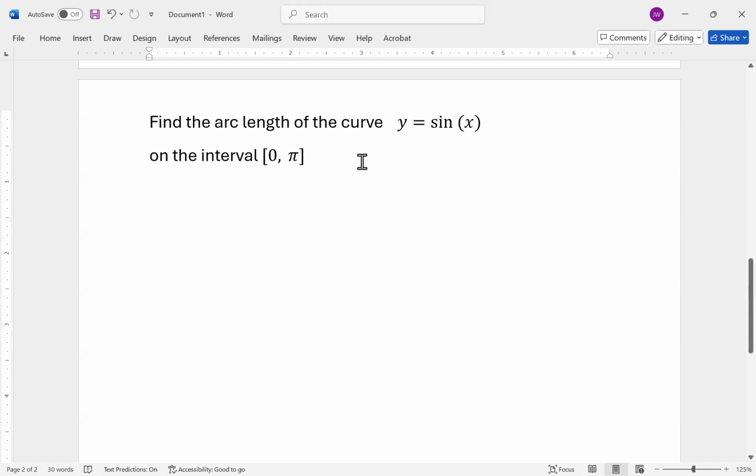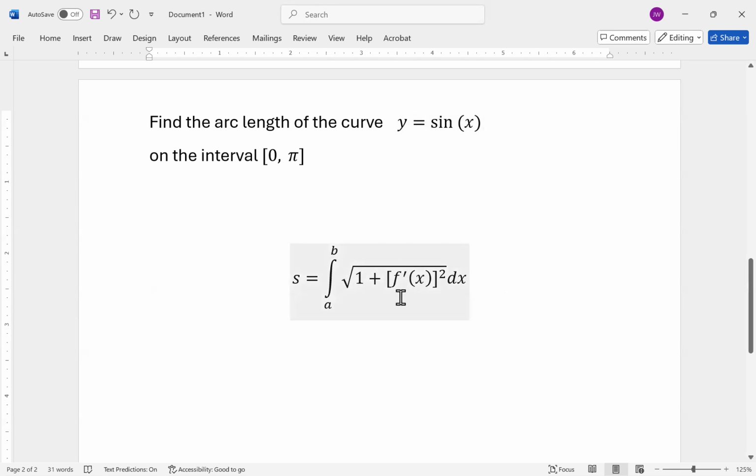In this case, we have y equals sine of x. So we have y written as a function of x. The closed interval from 0 to pi is referring to an x value of 0 and an x value of pi as our starting and stopping place. So we're going to be integrating with respect to x because I have y written as a function of x. Specifically, this y is my f of x.